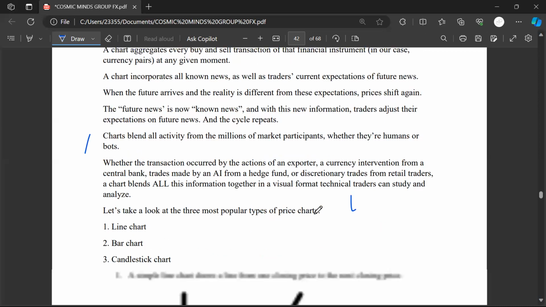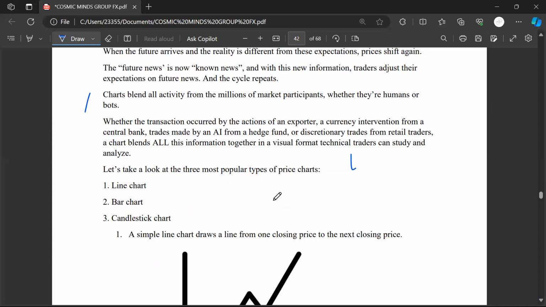So that is it. Now, let's take a look at the three most important, popular types of price charts, right? We have line charts, bar charts, and candlestick charts. These three are what we are going to learn. But at the end of this session, what I'm going to advise you to use is the candlestick pattern. Why? Because it's the convenient one, the most popular one, and the easier one to use. But we are still going to have a fair understanding of what the other two are.